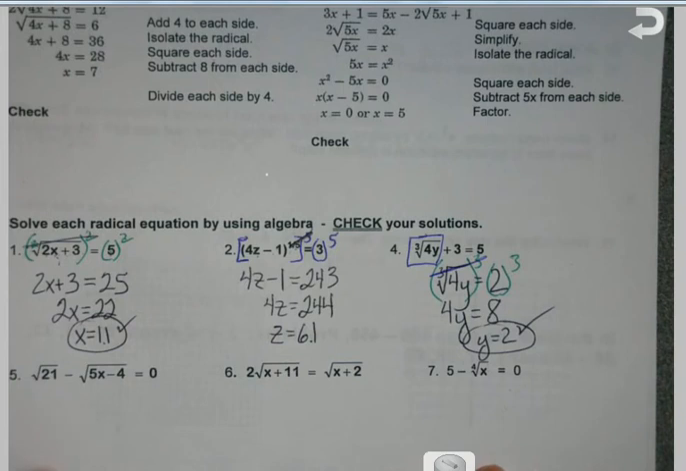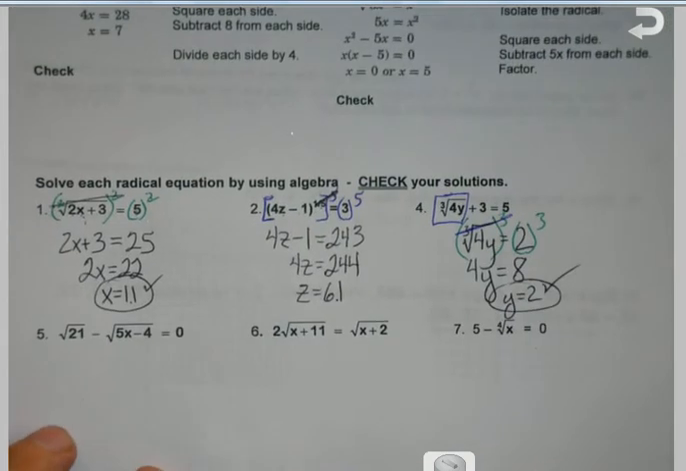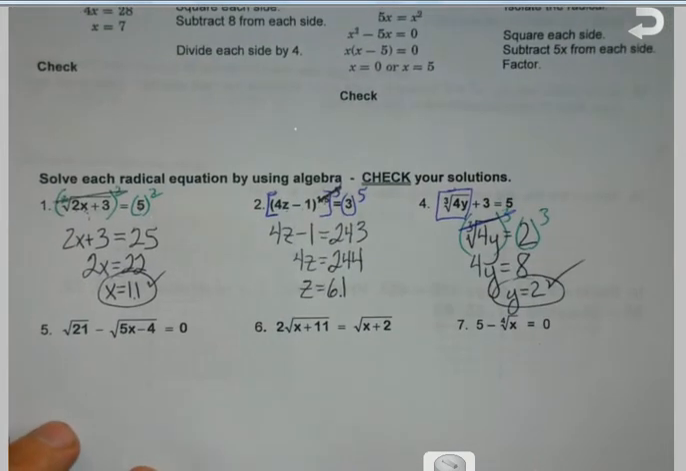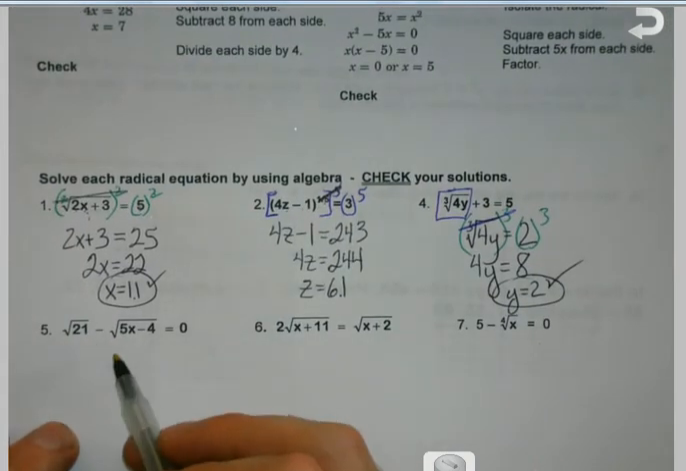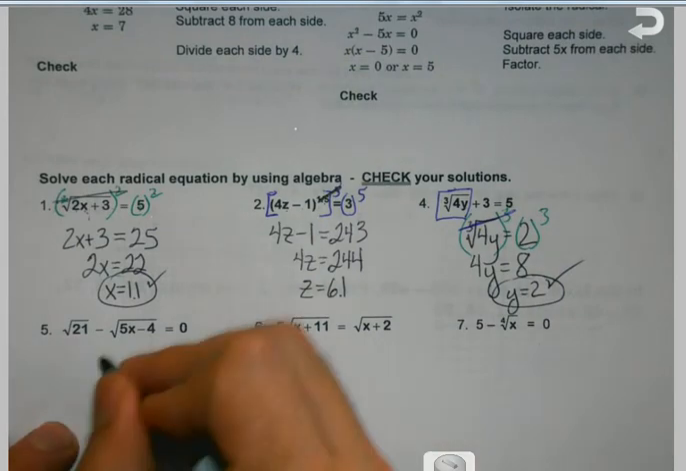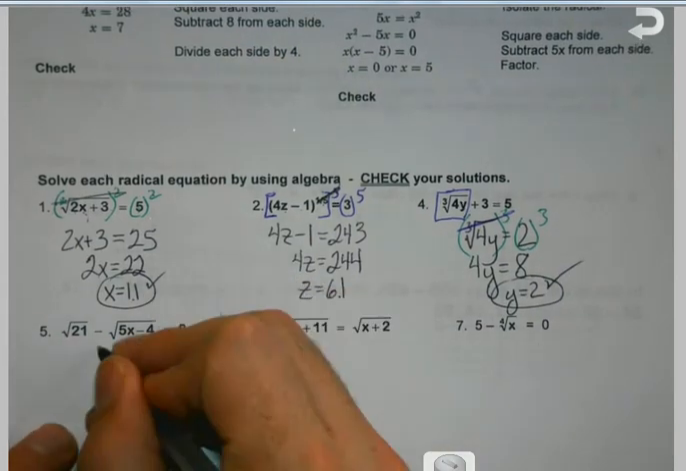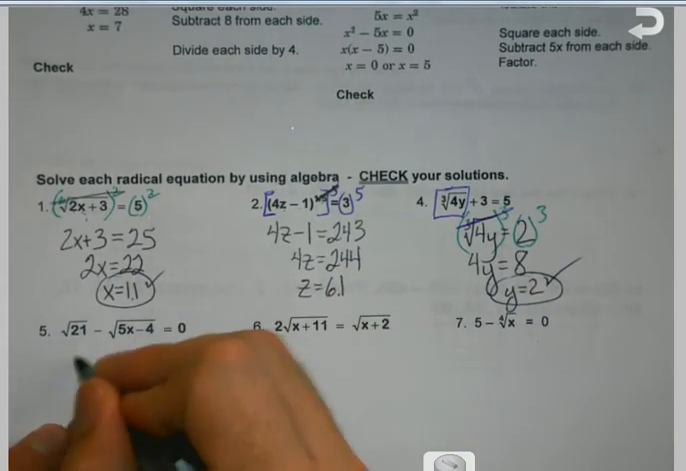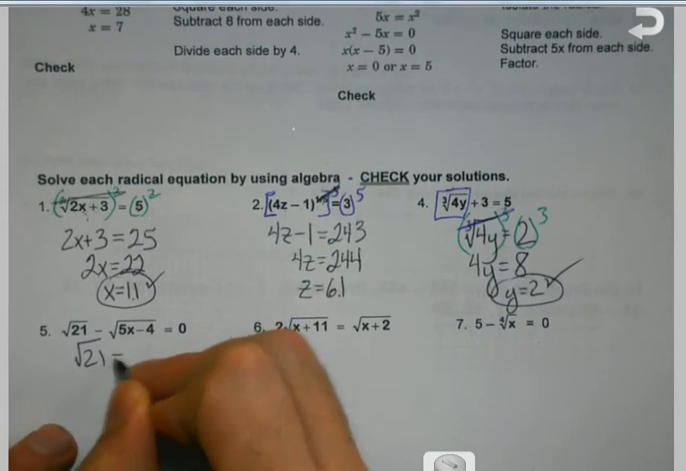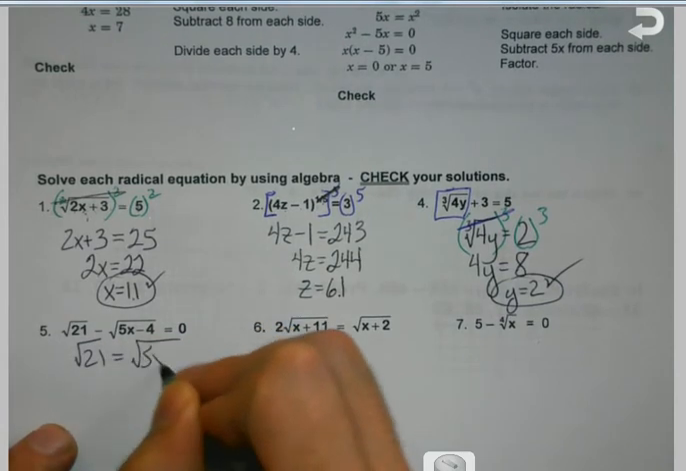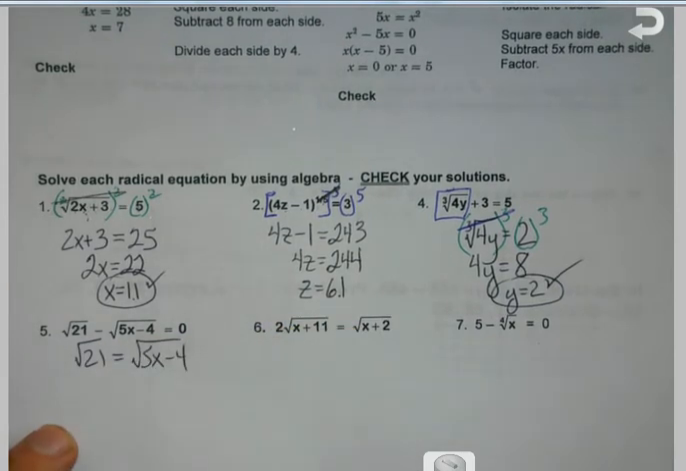So let's see. This is another interesting issue. 2 radicals on the same side. Never can have more than 1 radical on a side, or at least we try to avoid that. So I'm going to add this to the other side. And it's actually going to make this one of the easier problems that we deal with.